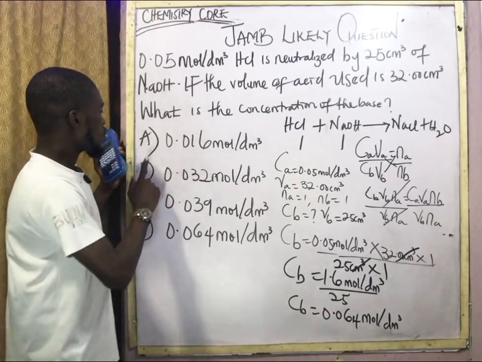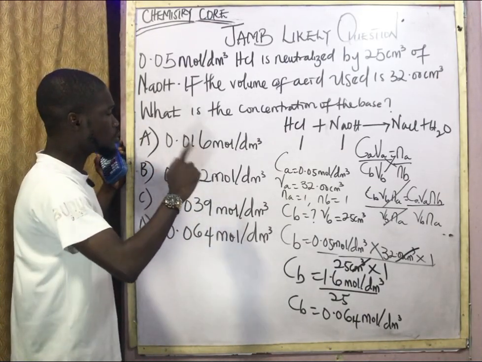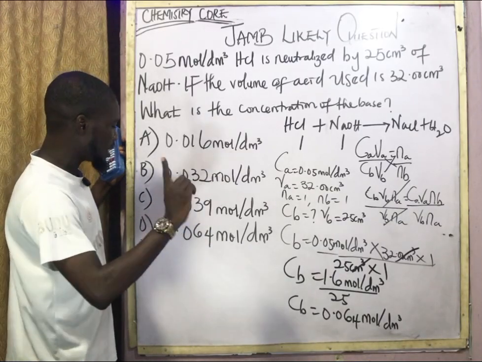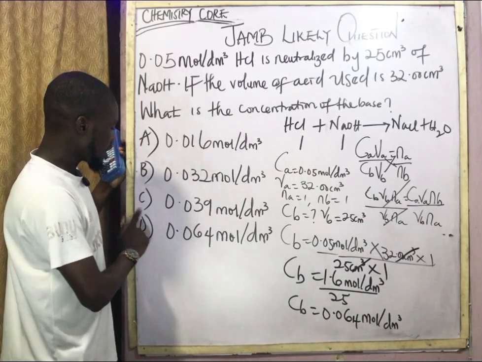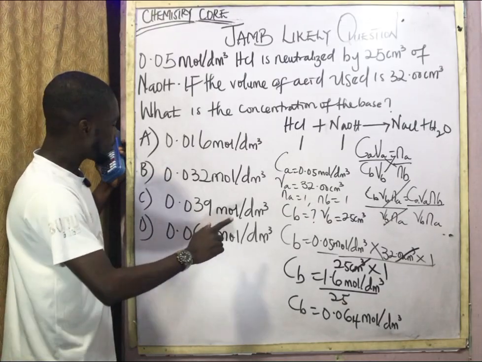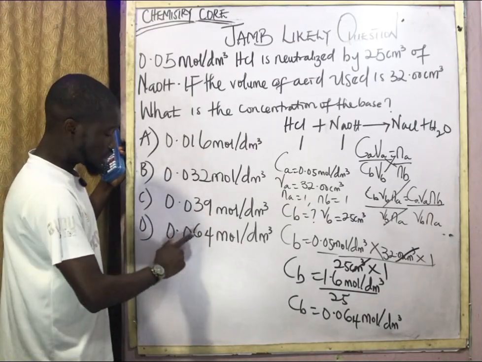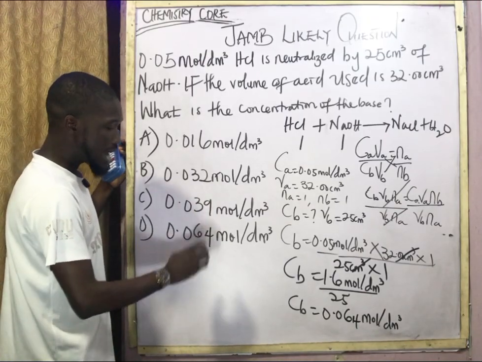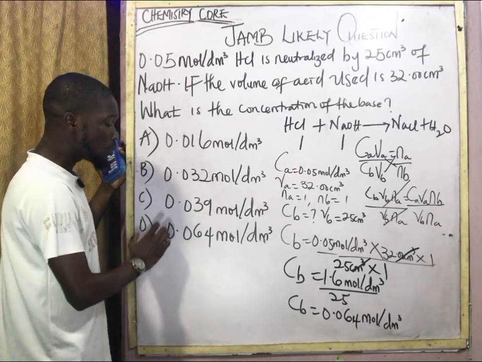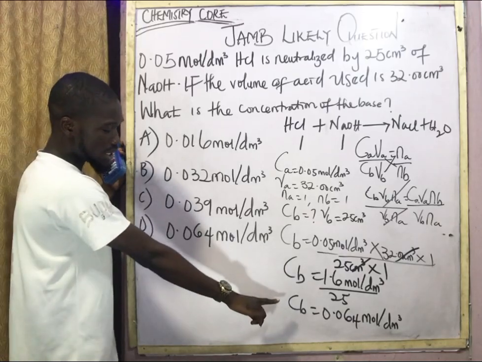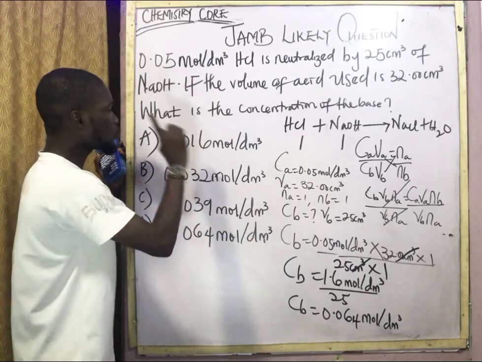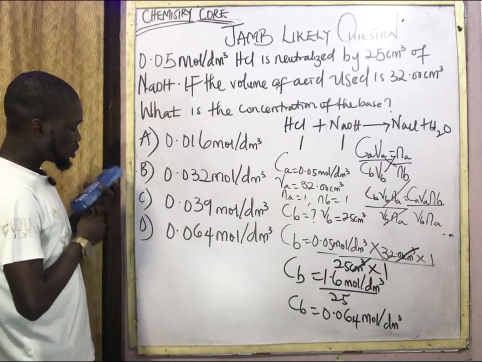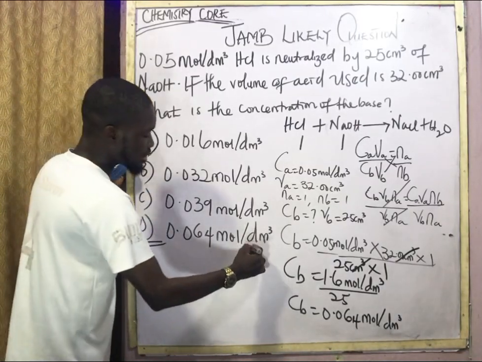Back to the options. Option A, we have 0.016 mole per dm³. B, 0.032 mole per dm³. Option C, 0.039 mole per dm³. And option D, we have 0.06 mole per dm³. This last option correlates with what we have solved for, which is the concentration of the base. So option D is the correct answer.